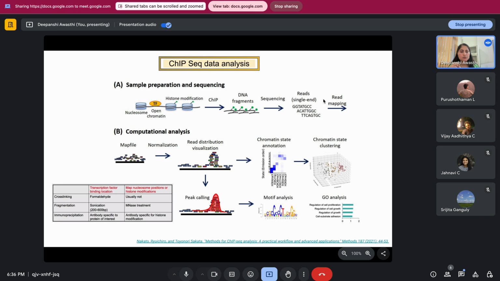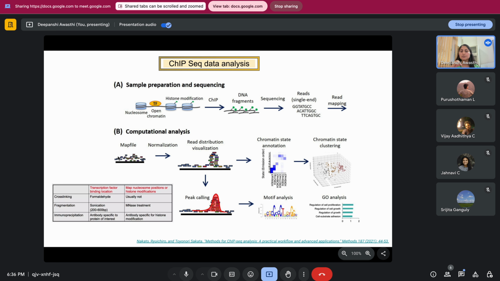So the first process is similar. You will first cross-link your DNA with the transcription factor, and in the case of histone it is already cross-linked. Then you will fragment it into smaller fragments. You will sequence them, then single reads will be obtained. You will map those reads.